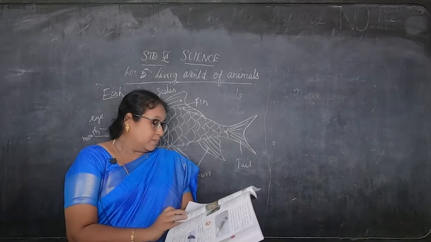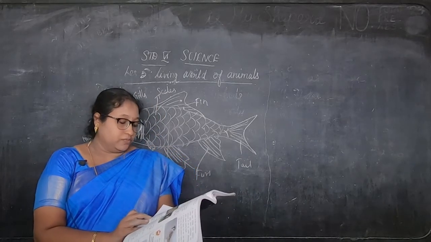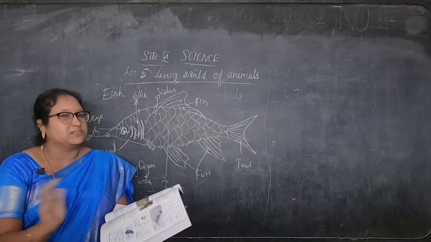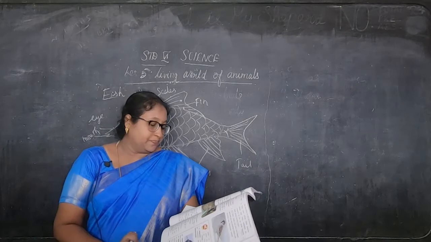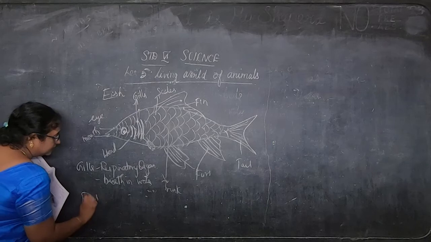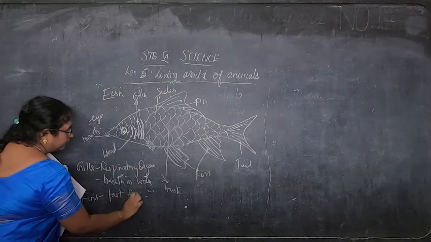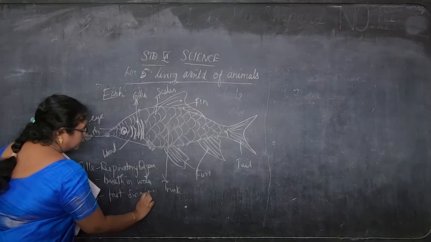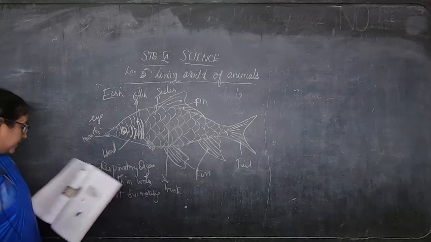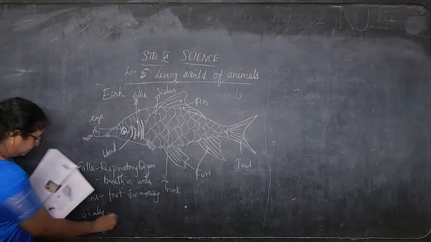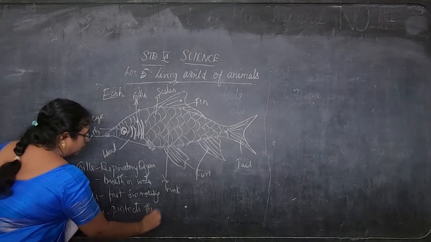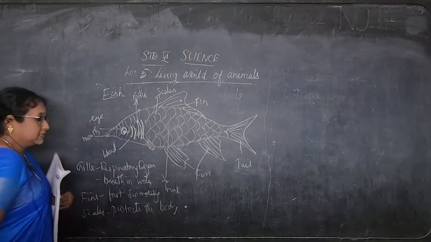Next, most of the fishes have slippery scales all over the body which protect the body. It has slippery scales all over the body, that is, it moves easily, which protects the body. The fish has fins for fast swimming. Fins, that is fast swimming. And here they also have slippery scales which protect the body. Already I said it protects the body, and fins for fast swimming.